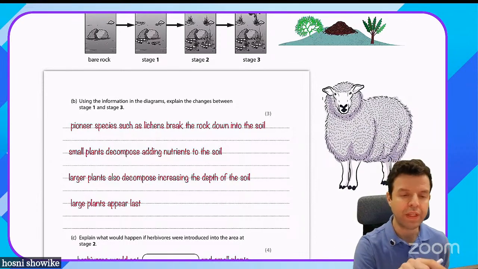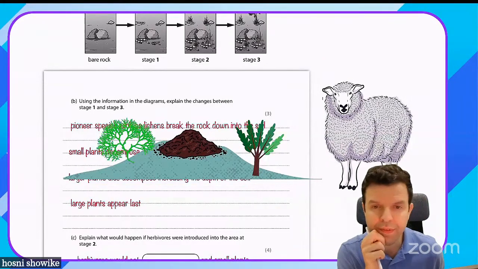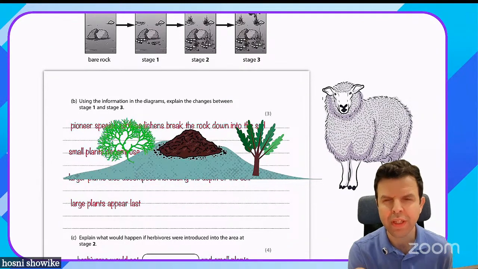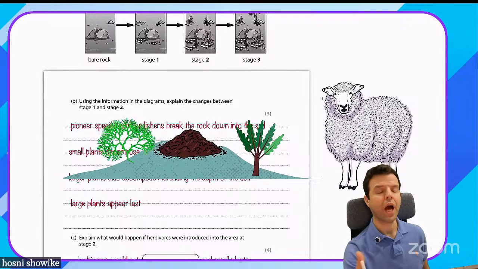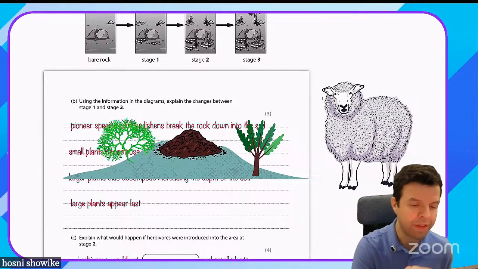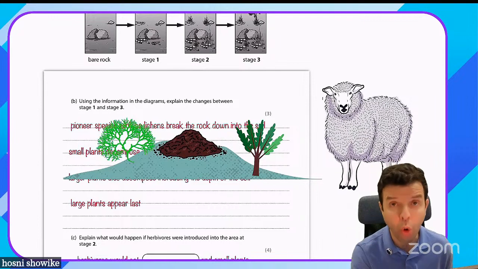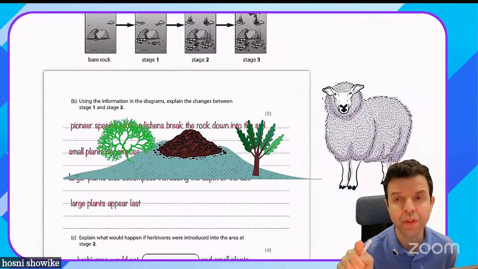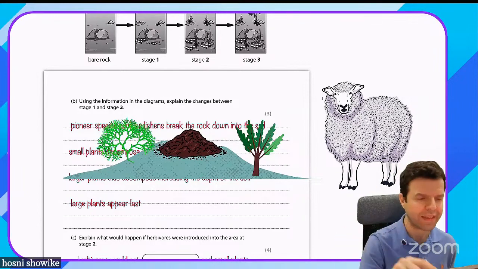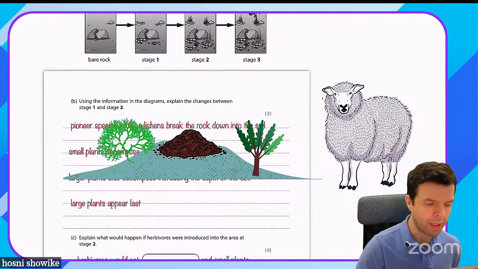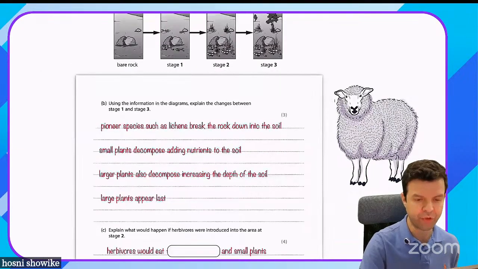Now, obviously, the herbivore is gonna feed on plants, including the pioneer species. So if it feeds on plants of the pioneer species, they're gonna slow down the process. I'm gonna get less soil. It's even gonna feed on the leaves from the larger trees. So all of this will slow down the progress of succession. We're gonna get less soil. We're gonna get fewer plants to enrich the soil.